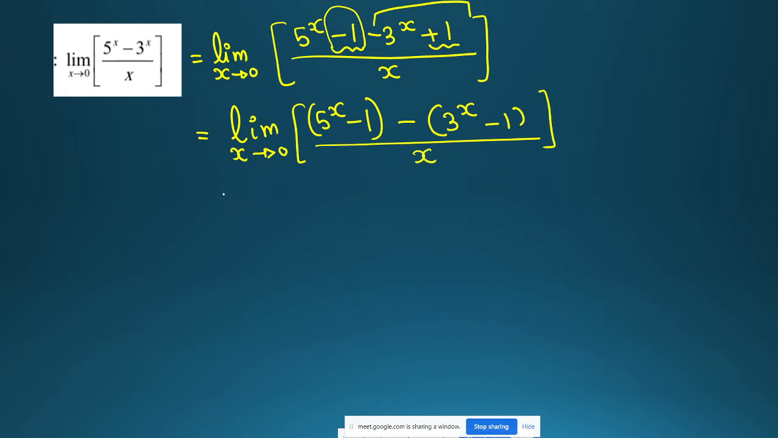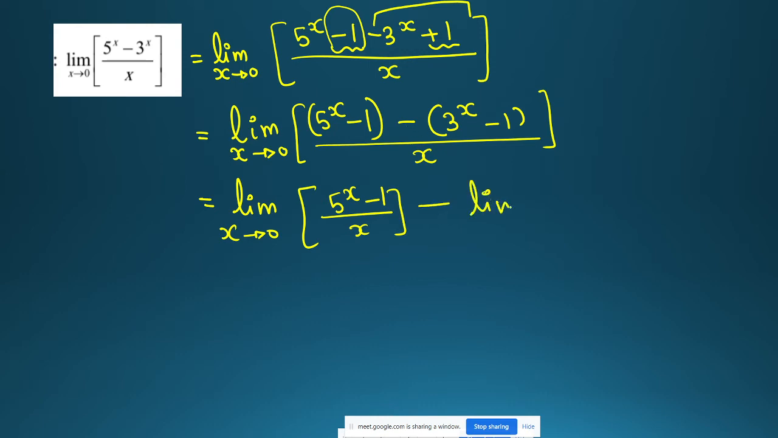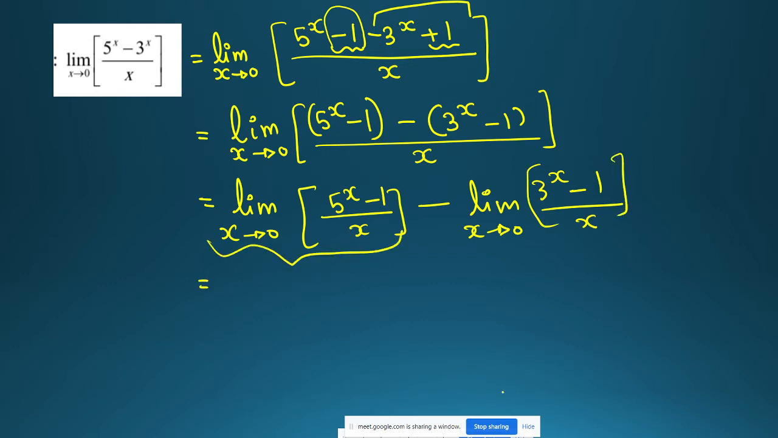What we do next is, we just distribute the denominator. Limit x tends to 0, we distribute the denominator: 5 raised to x minus 1 divided by x, the minus in between as it is, minus limit x tends to 0 3 raised to x minus 1 divided by x. Can you tell me what is the first part now? What is this same as?